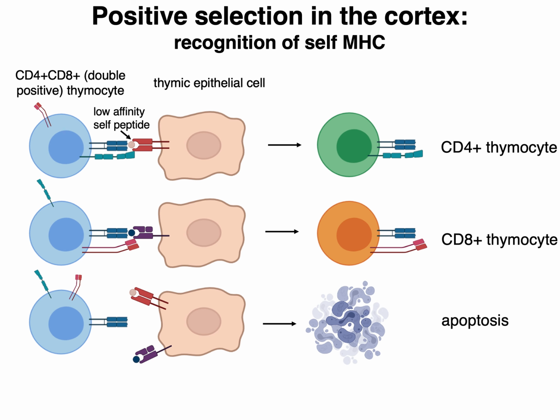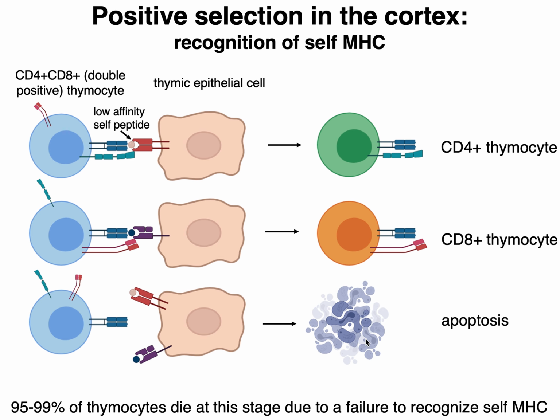Within the thymus, developing lymphocytes express both CD4 and CD8. These are often referred to as double positive lymphocytes. They interact with thymic epithelial cells, and if they are reactive to self-MHC presenting self-peptides of low affinity, then they can be selected to become either CD4 positive or CD8 positive thymocytes. Thymocytes that are developing that are unable to recognize MHC presenting these peptides undergo apoptosis. And in fact, 95 to 99% of thymocytes die at this stage due to a failure to recognize self-MHC molecules.